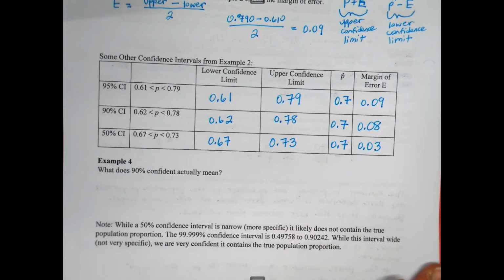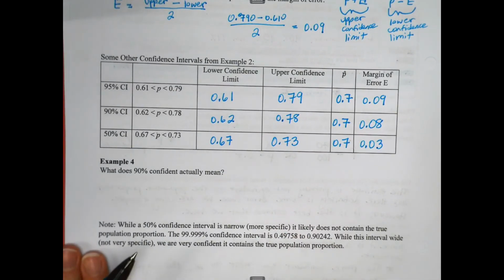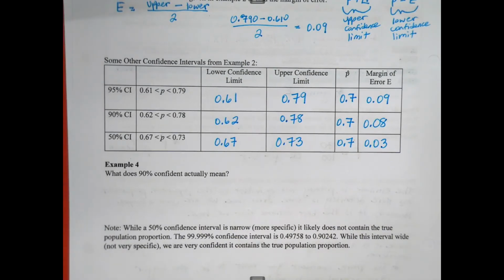What does 90% confident actually mean? What it means is if we were to continually take sample after sample after sample and calculate many different intervals, then about 90% of those intervals will contain the actual value from the population, whether that is the proportion, the mean, or the standard deviation.